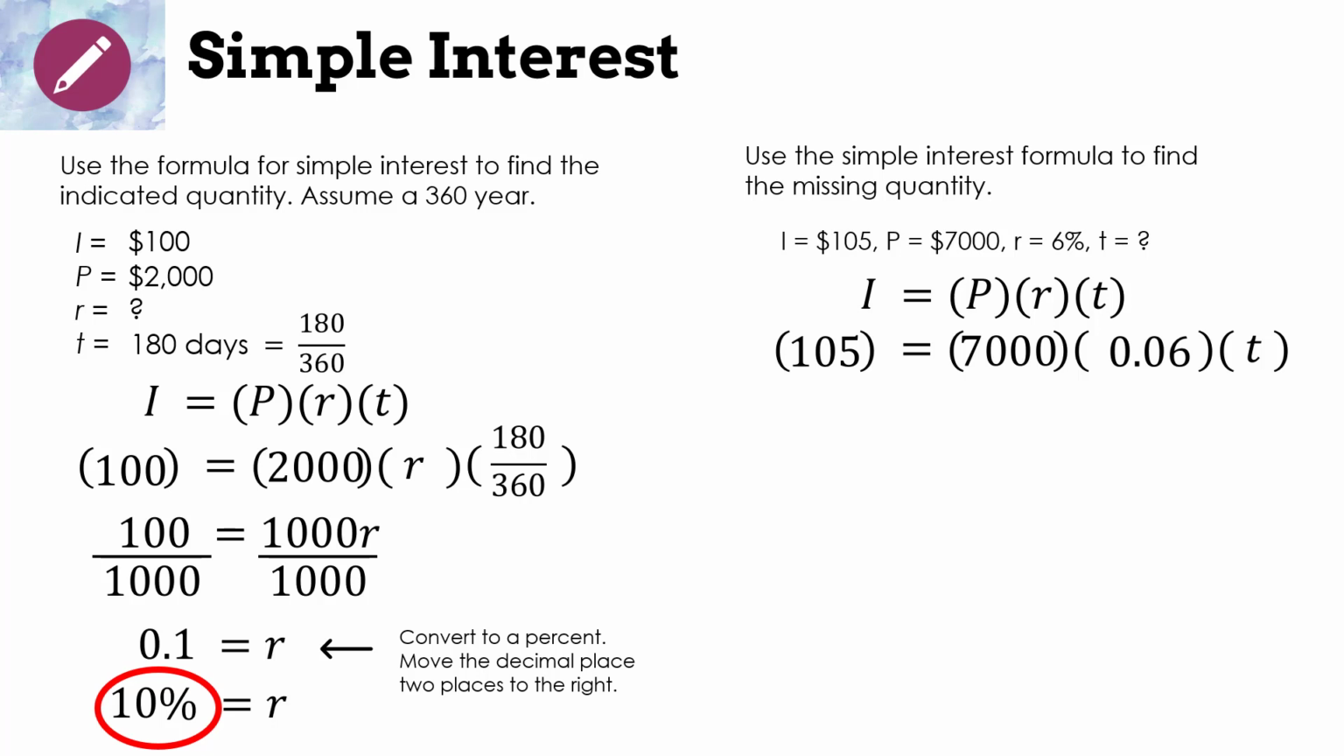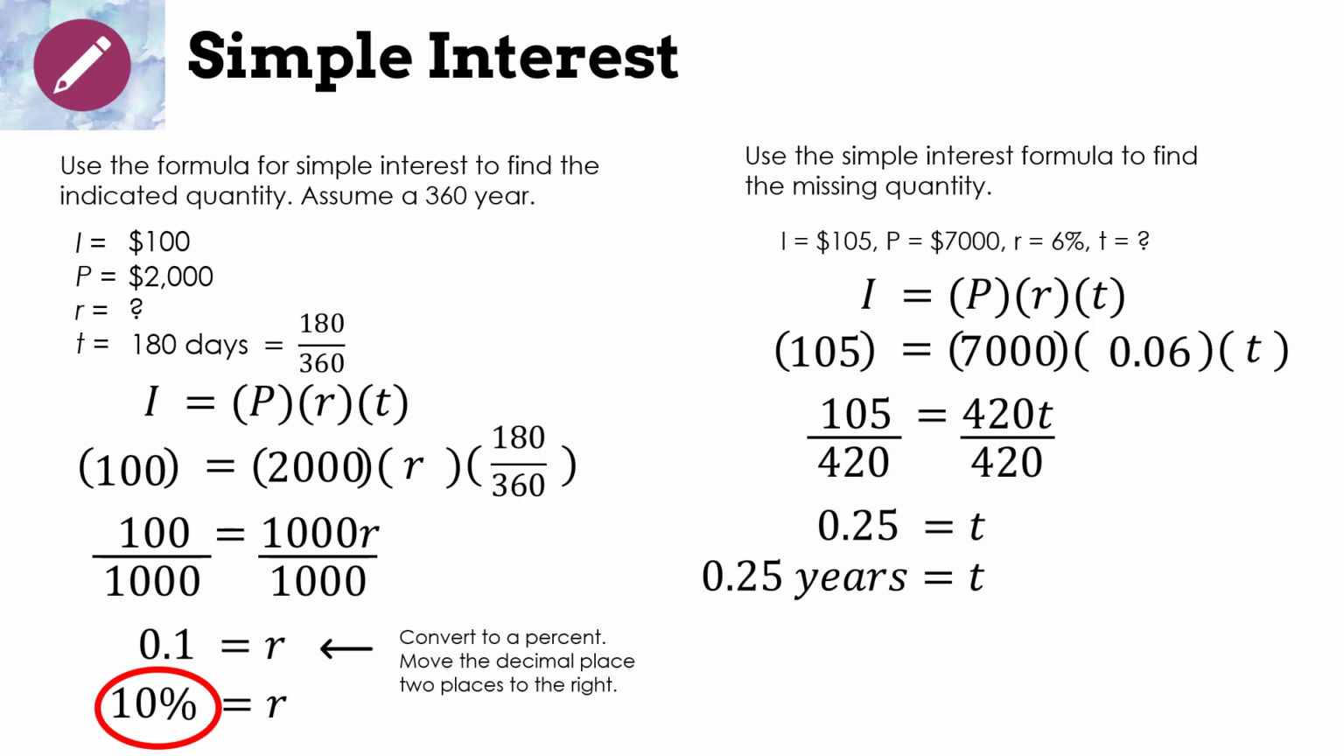We get to do algebra again. We're going to take 7,000 times 0.06. That gives us 420 t. To get t by itself, we divide by 420 on both sides. This gives us a time of 0.25 years, or a quarter of a year.